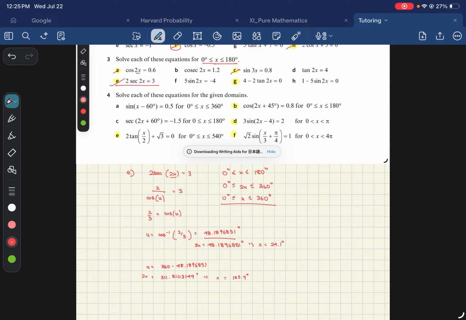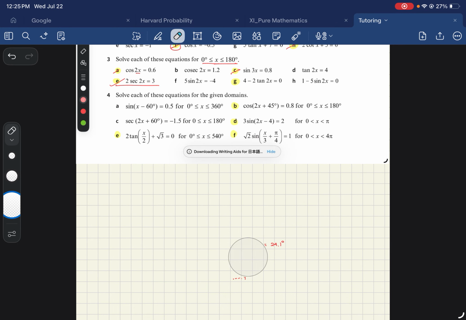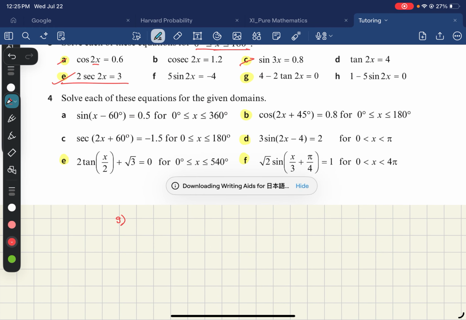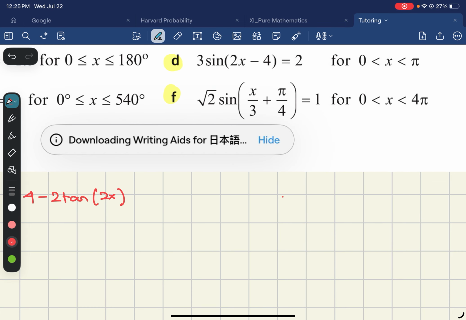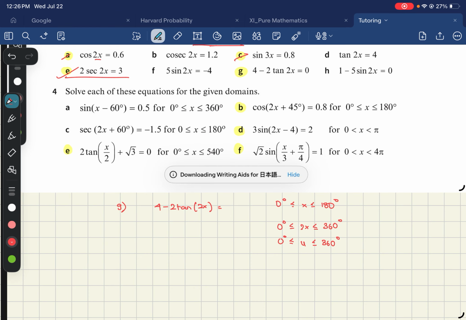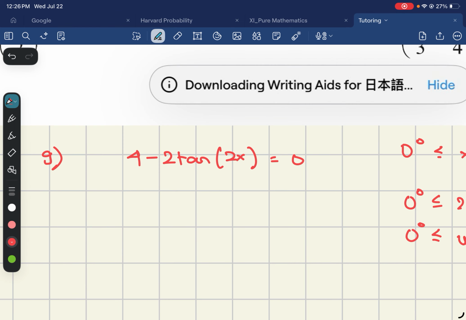All right. So we're done with E. And finally, we have G. So for G, you have 4 minus 2 tan 2x. Again, we're going to use, if x is between 0 and 180, then 2x is between 0 and 360. And then I'm going to say 2x is equal to u. All right, so 4 minus 2 tan u is equal to 0. So basically, 2 tan u, I send this to the other side, is going to be equal to 4.